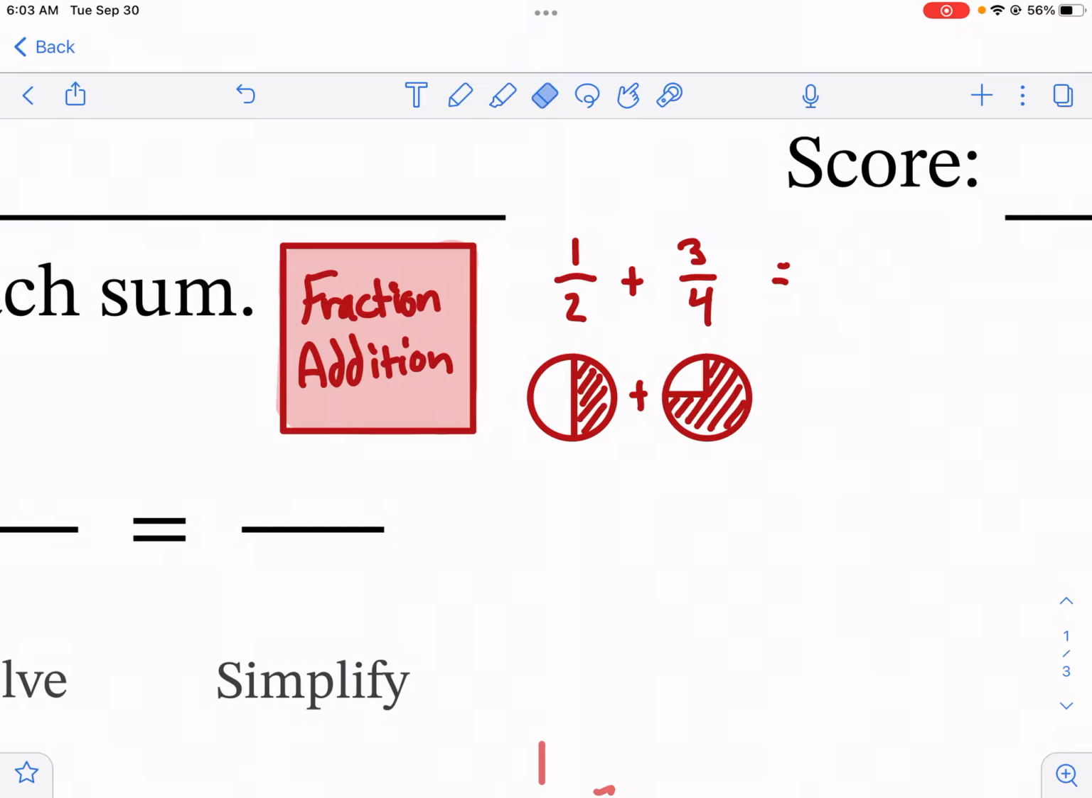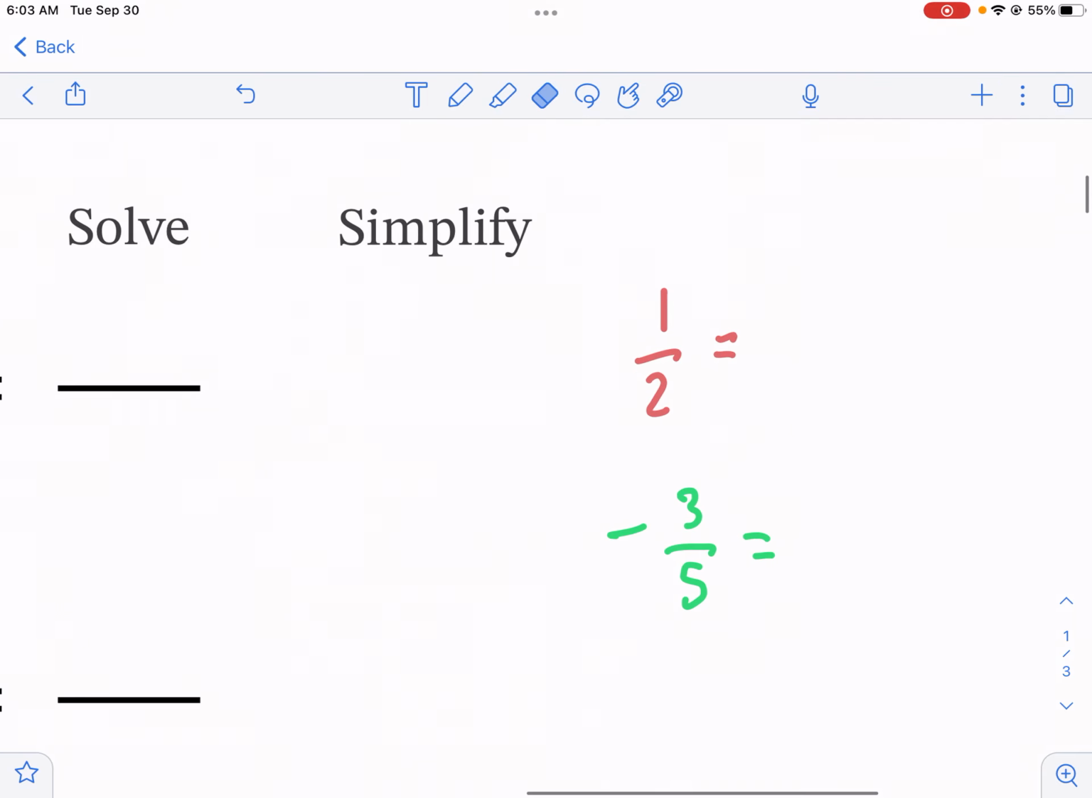So that is incorrect. The other thing I want you to consider is what would we call the units? So we have halves and fourths added together. What are we going to call it when we're done? Are we going to call it 6? That doesn't make sense. How do those units get smaller? So instead, we need to find a common denominator. And that's what I'm going to show you right here.